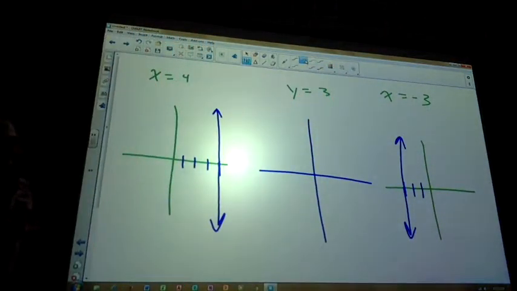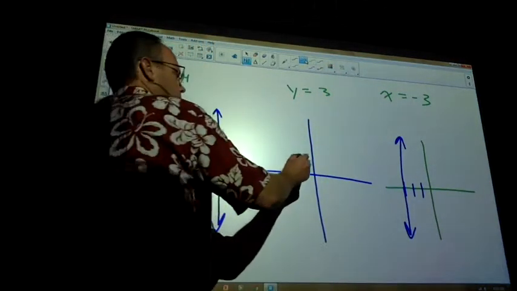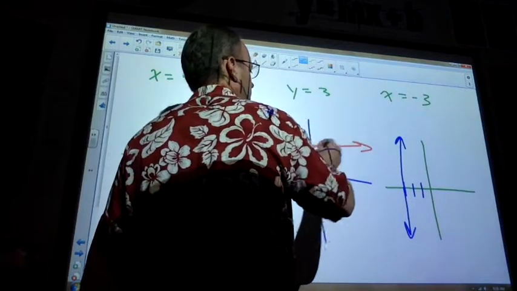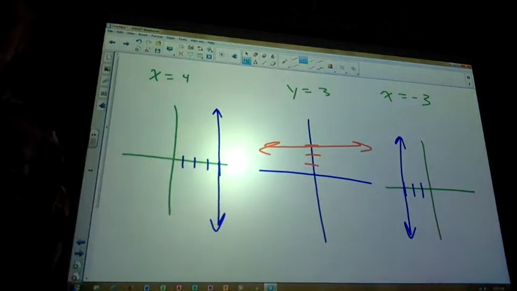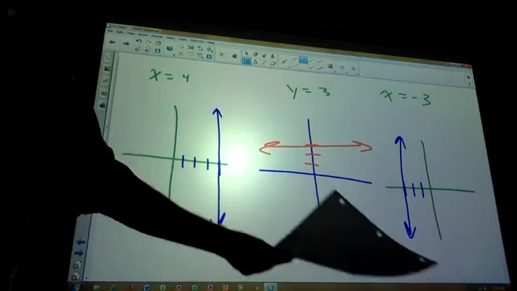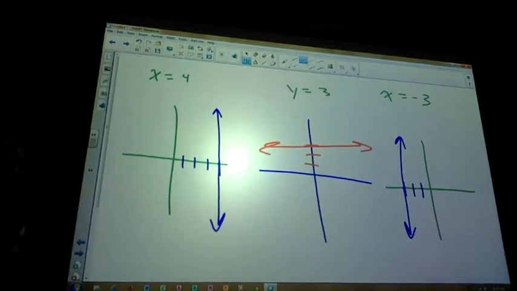And then let's get to this one in the middle. Horizontal line, where does it go? Up 3. 1 and 2 and 3. Easy enough? Cool. Is the middle one a function? Yes, the vertical line test works. Good deal. You guys are nailing it.